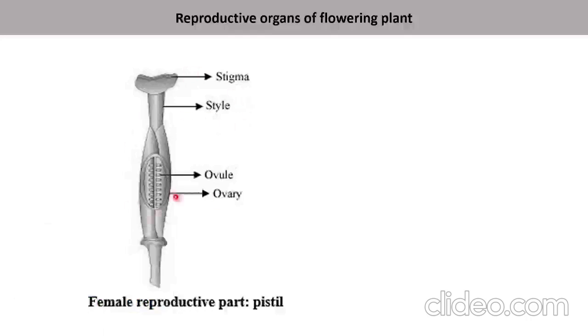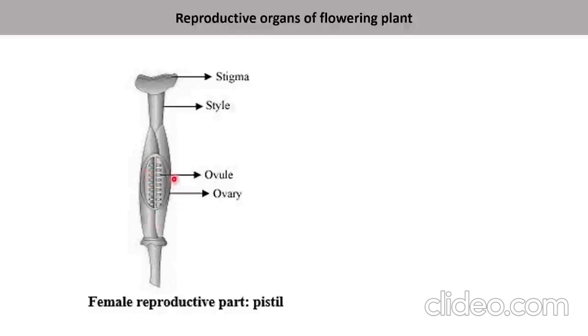Okay. So this is the female reproductive organ. When you remove the petals of the hibiscus flower, this is what you will see. At the end of that hibiscus flower, there is a small swollen green part. If you cut that with a sharp blade, you will be able to see the ovules. So basically, ovary and ovules are part of the female reproductive organ.